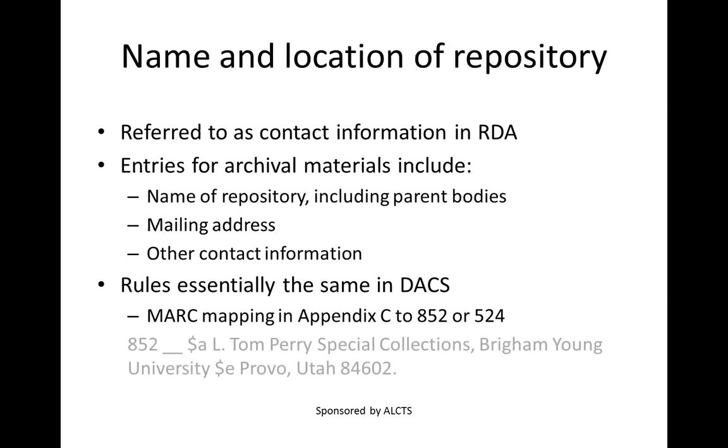The next DACS required element is the name and location of the repository. This is included in RDA in section 4.3 under contact information. Under those guidelines, this entry should include the name of the repository, including parent bodies, mailing address, and other contact information. These are basically the same rules that you would find in DACS 2.2.